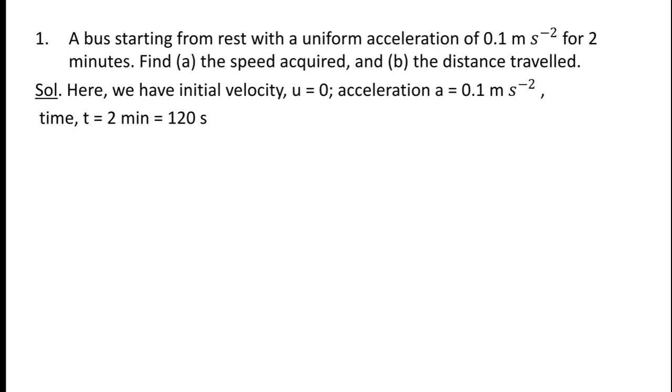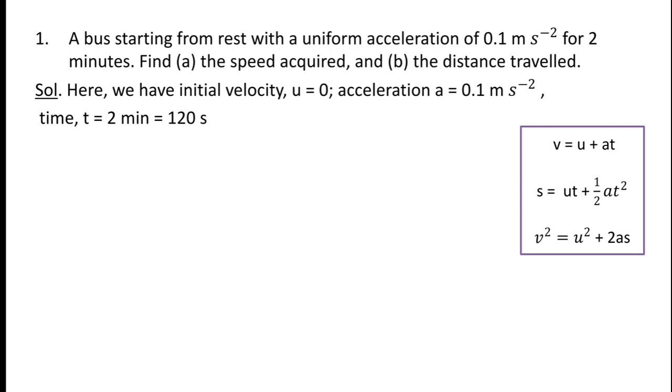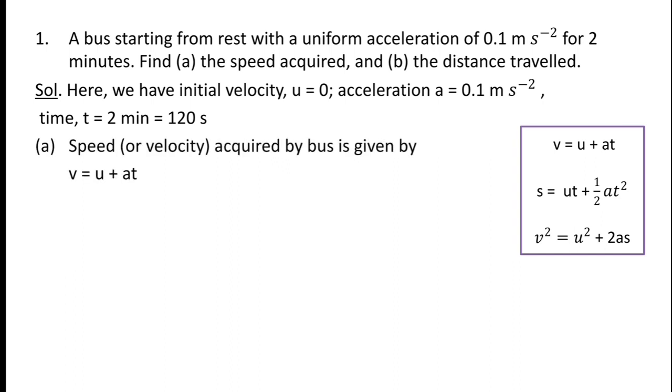So let us see, is there such an equation? The first equation is v equals u plus at. It contains v, which we want to find out; u, whose value is already given; a, whose value is known; and t, whose value is also known. So we can go through this equation, v equals u plus at. Now let us determine the speed acquired by the bus with the help of this equation.